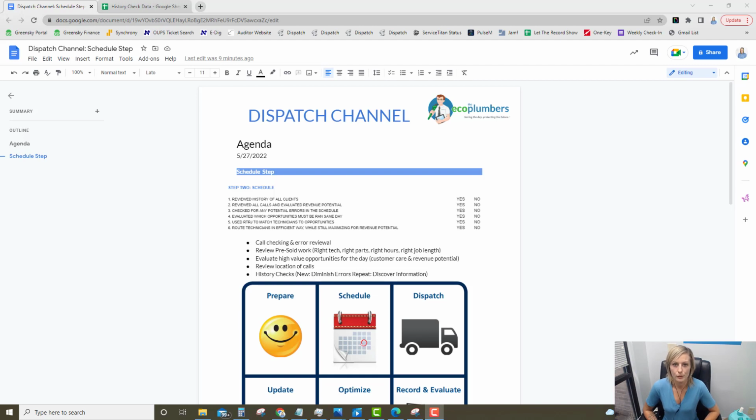to make sure that we're routing as efficiently as possible, especially now with gas prices, but always caring about the wear and tear of our vehicles. They're on the road driving every single day, so trying to minimize long distances just helps us all out and helps us be more efficient and more profitable as a company.